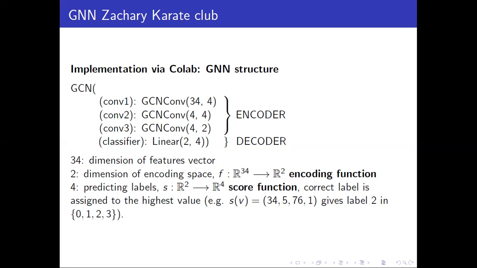I don't know if you are familiar with encoding and decoding in deep learning, where first you go down and then you go up. This is why it is called encoding-decoding.